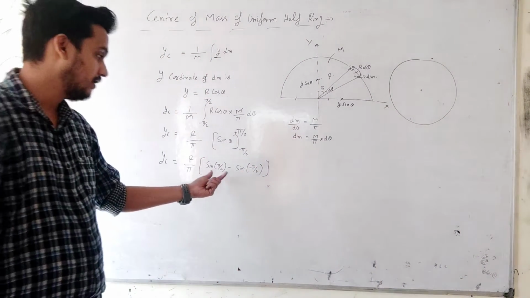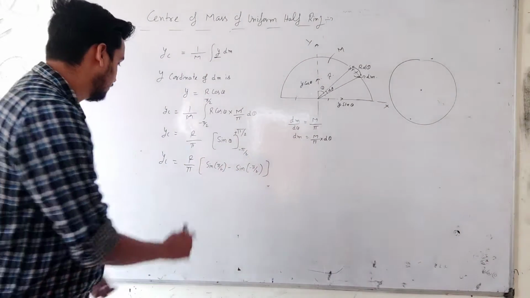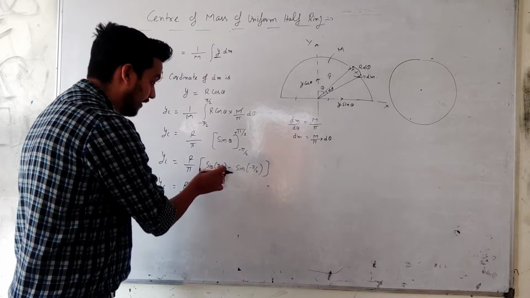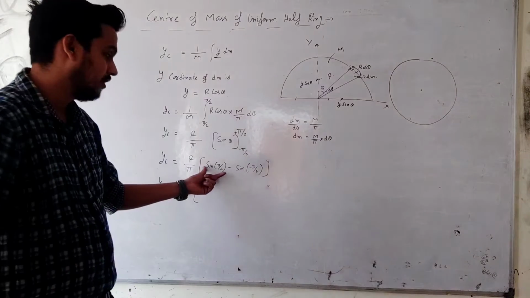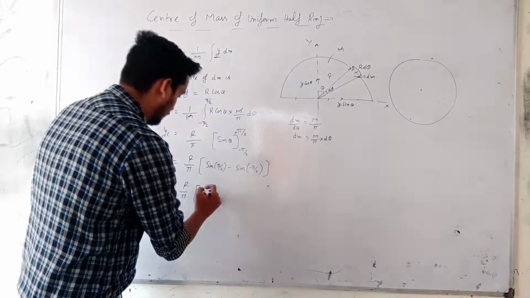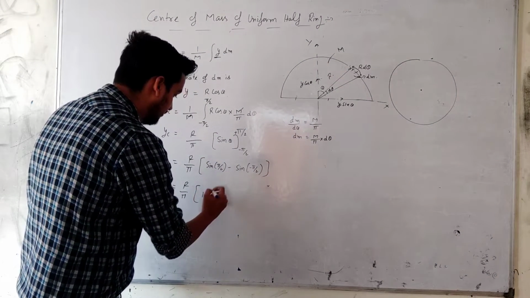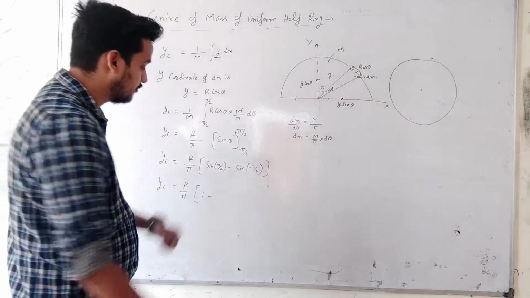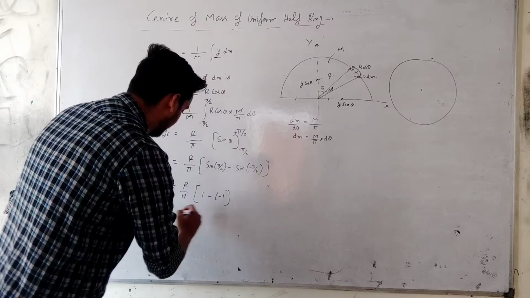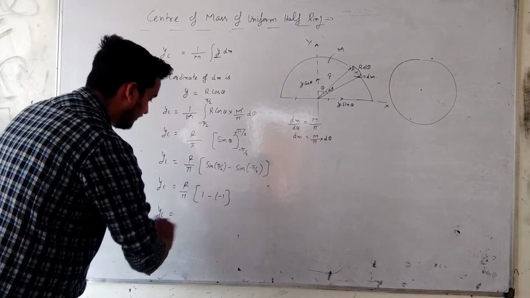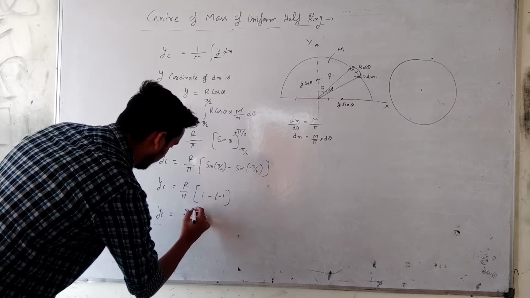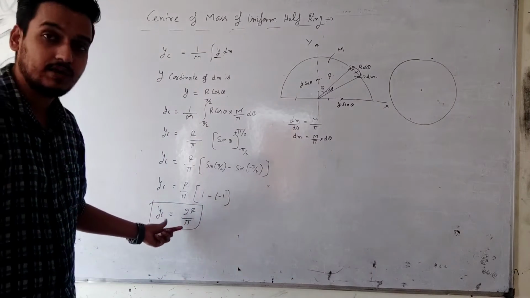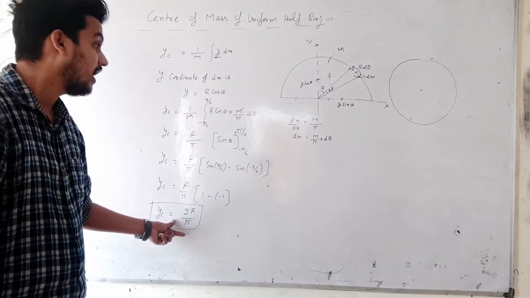As we know, the value of sine pi by 2, sine 90, is 1, so from here we get 1 minus the value of sine minus pi by 2, which is minus 1. So from here we get the center of mass at 2r upon pi. So this is the center of mass of a uniform half ring.